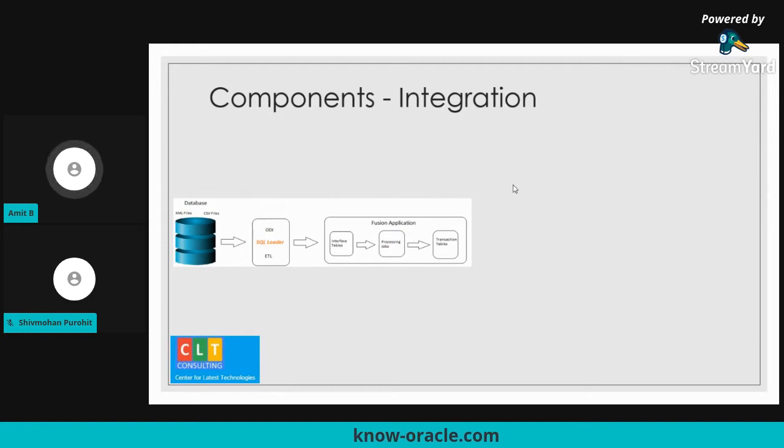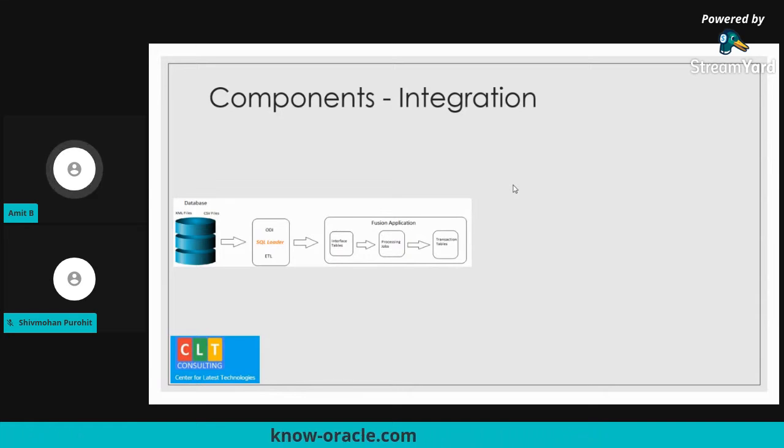So now we talk about the main components of your Oracle Cloud ERP. The first and foremost of this is integration. When you opt for any cloud ERP, or any ERP to be precise, you need integration. You need different components or different applications to talk to your ERP application. So that is where integration, or the communication, comes into picture.